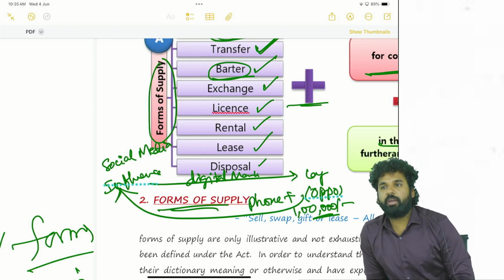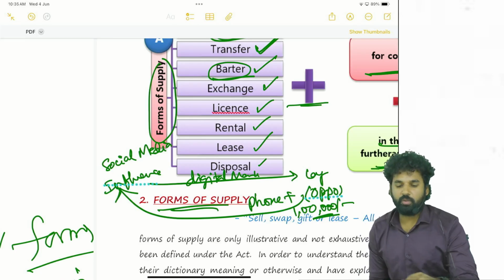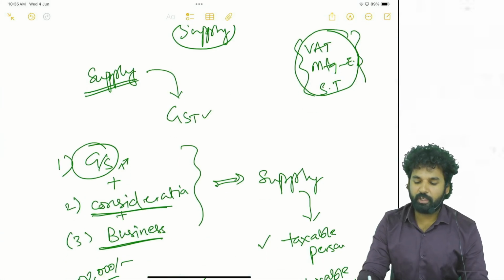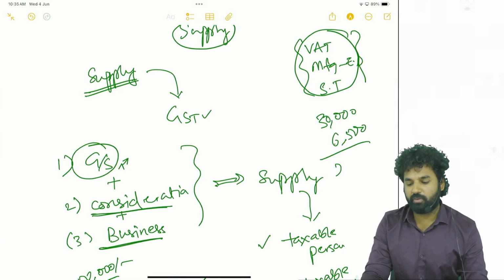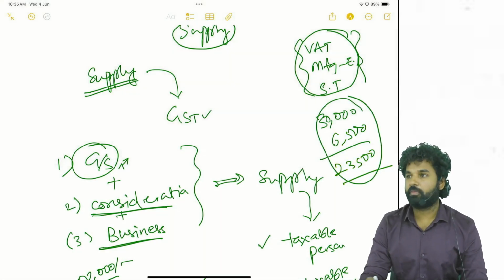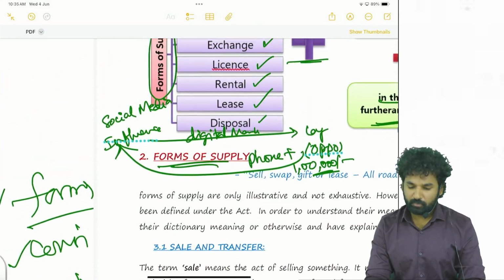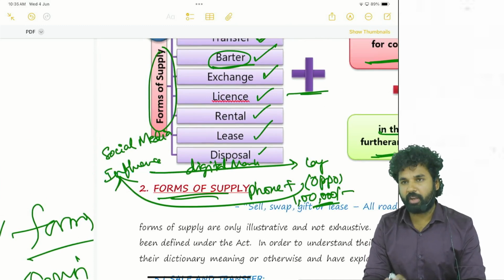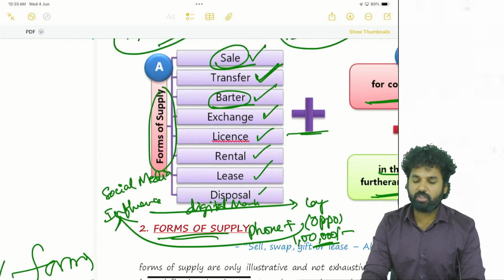So sometimes you might be placing an online order, exchange of phone. Okay, you can exchange your old phone with a new phone, where the new phone cost is 30,000 rupees. The old phone is costing 6,500 rupees. The remaining balance of 23,500 will be paid by you. This is an exchange. Okay, so there is a difference between exchange and barter. In barter, only exchange, there will not be an involvement of cash or any other consideration. In exchange, there is an involvement of cash. Okay, this is also a form of supply.